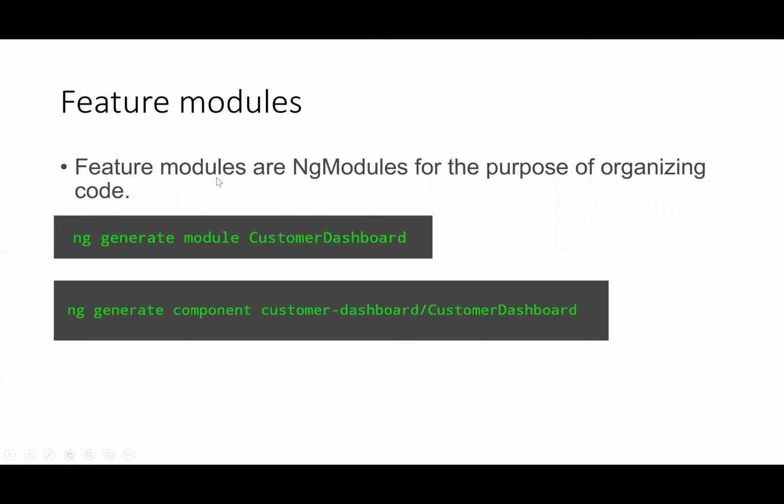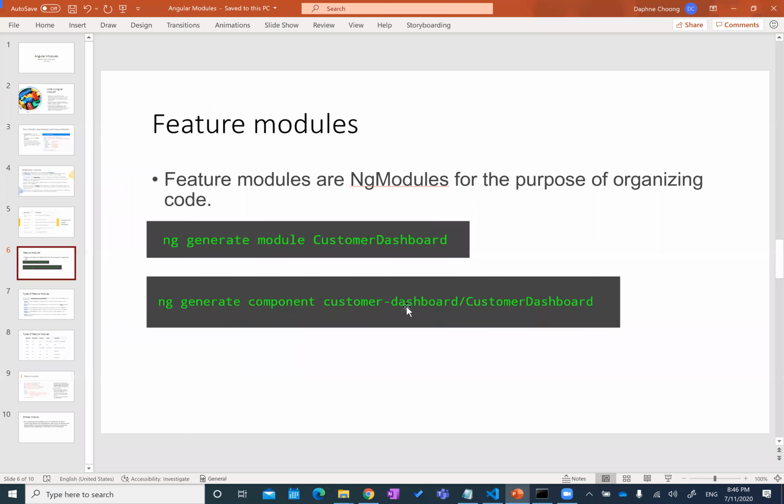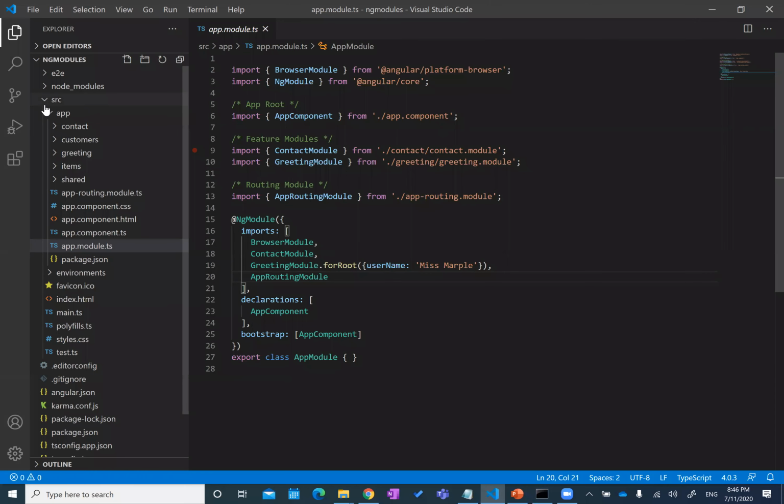So feature modules are modules that you can create to group functionality together. Okay, so here I will show you a demo. I'll stop sharing these slides. Here in my application, I have downloaded the example application that shows off modules. So in a typical application, you will have app.module.ts, which is a root module.